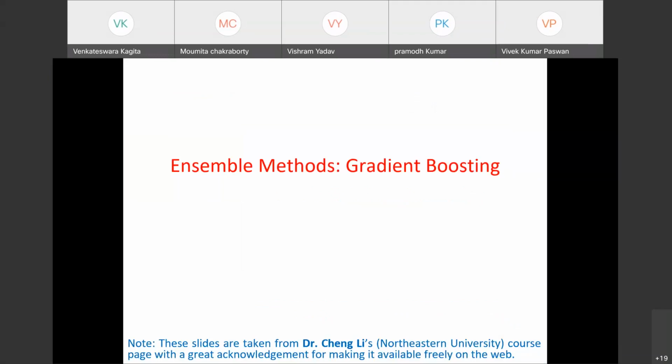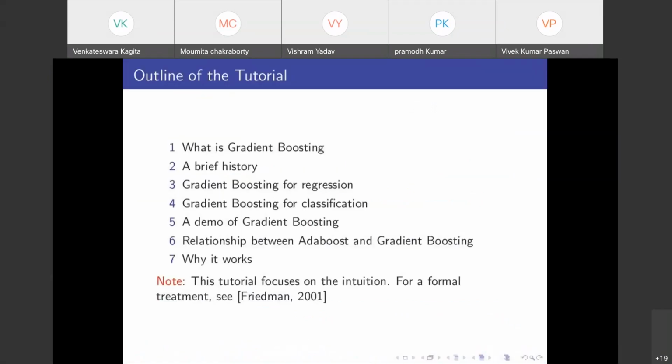So in the current section, we're going to discuss the gradient boosting technique, which is also one of the ensemble learning techniques. In this, we're going to see what gradient boosting is, a brief history of gradient boosting, gradient boosting for regression, gradient boosting for classification, and a demo of gradient boosting. And also the relationship between AdaBoost and gradient boosting and why it works. All these things we're going to cover in this session.